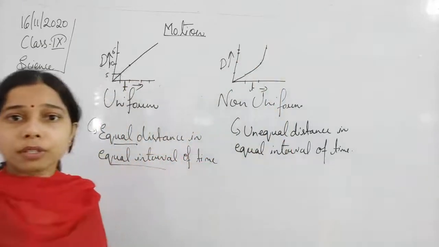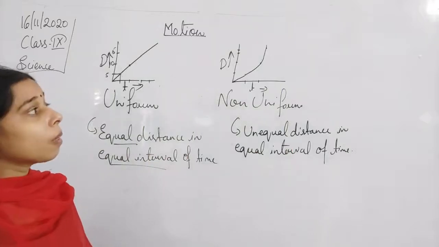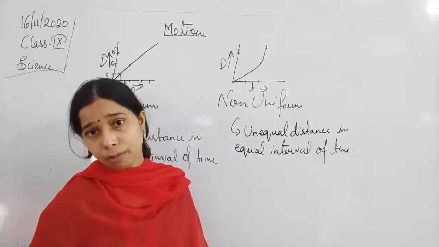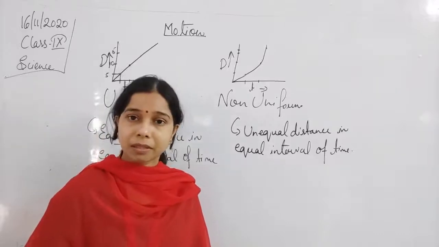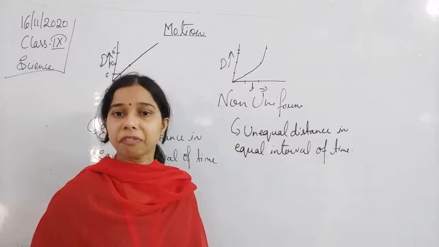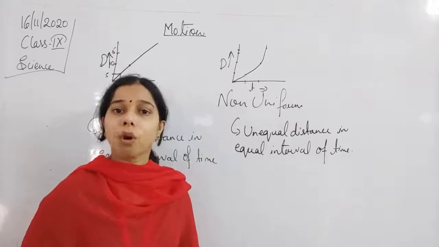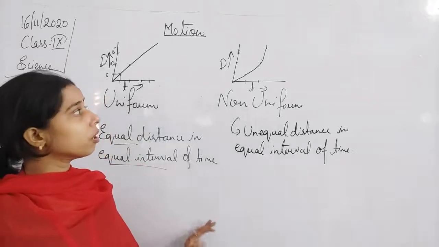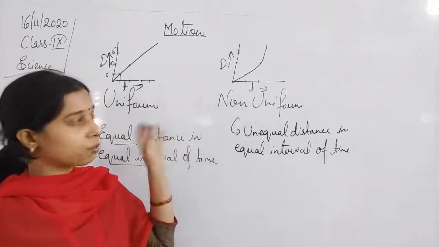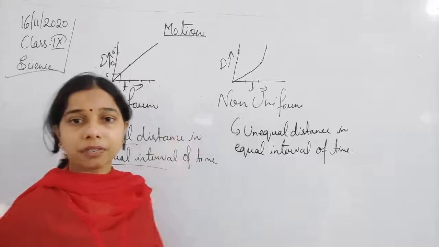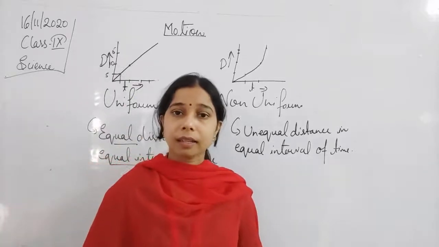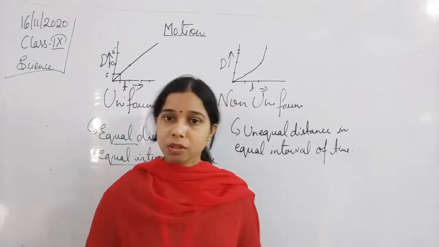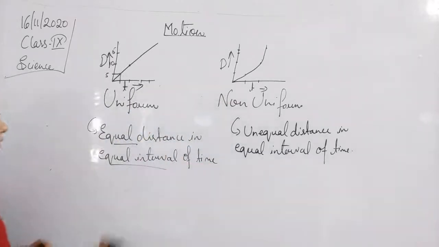By this, students, we can say that a curved line is seen in case of non-uniform motion. Whether the speed is increasing, whether it is moving fast or slow, it will always show a curved line. In uniform motion, the graph always shows a straight line, and a curved line is the sign that it is showing non-uniform motion. So this is about uniform and non-uniform motion.